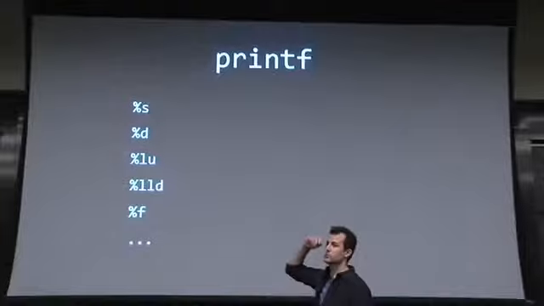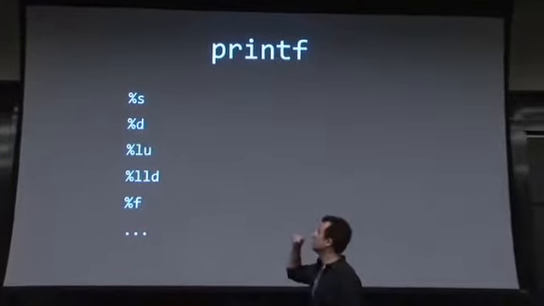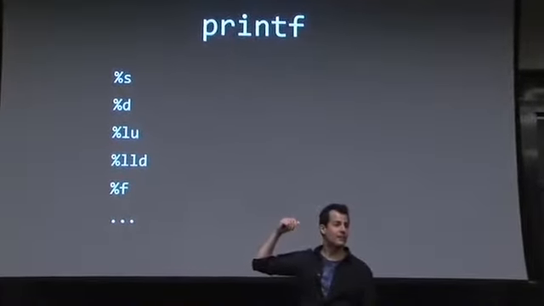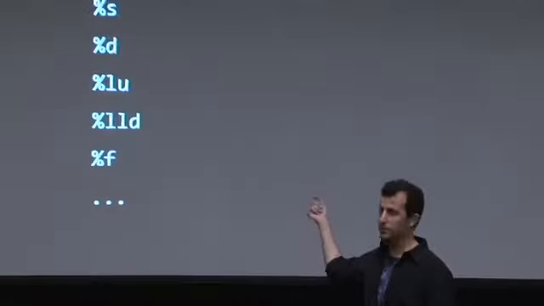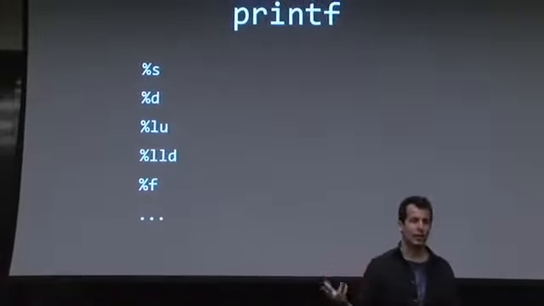So %s, just to take the emphasis off of my voice, represents what? So a string. It's a placeholder for a string. %d is decimal digit, so an int typically. %lu, unsigned long, and then %lld is long int typically. %f is a floating point value, a real number.